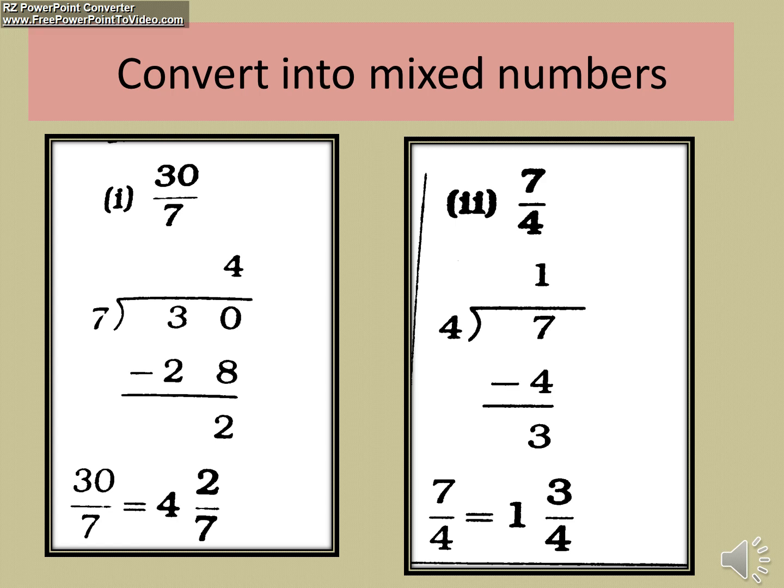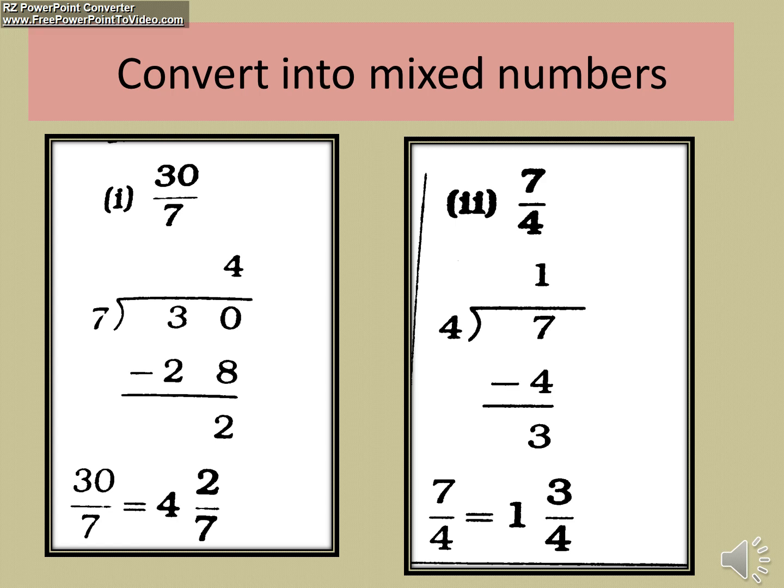Remainder will be 2. Now what method we have studied? QRD. Q means quotient. Quotient will become your whole number. R is what? Remainder. Remainder will become numerator. And divisor, that is D, will come to denominator. Yes or no? Okay.